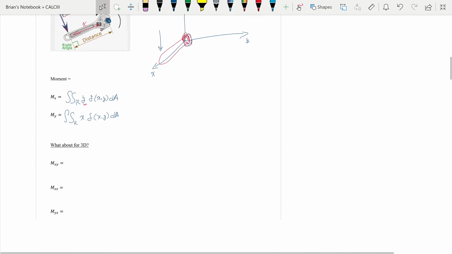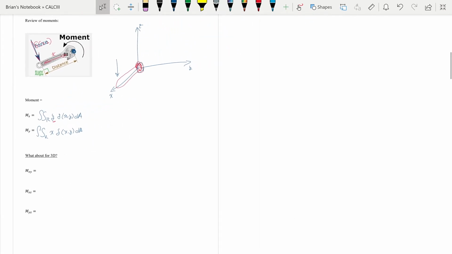What about for 3D? I'm going to challenge you guys to use your notes. See if you can fill this in, or if you can fill it in from memory. I'll give you about 30 seconds and see if you can recollect it. And I'll set a timer and go for it.